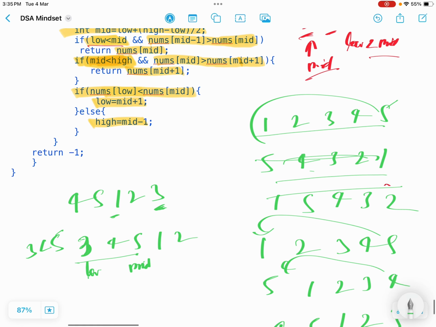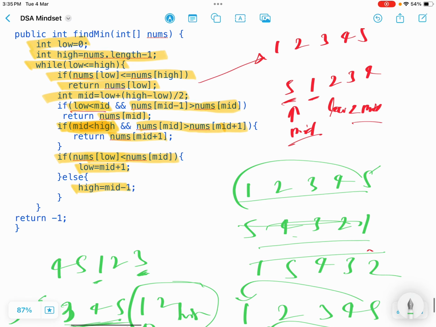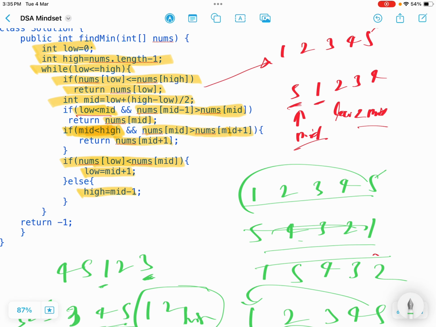So in that case low should be mid plus 1, means it should be here. So low should come here and high should remain here. Now we'll try to find the minimum in this portion, because we can't find it in the other portion in this particular scenario. So that's the reason we move in that direction. We compare low and mid, and based on that we move. So that's the overall solution. Let's look at what we are doing in code.